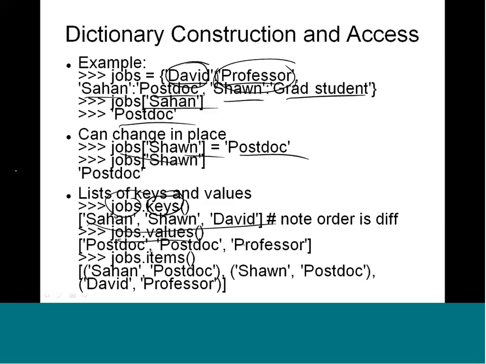And then values generates the corresponding values. This is another method that you want to remember. Once you specify values, you get postdoc, postdoc and professor, which are the jobs of these people. To query every element, a key and value together, we use the items function. So jobs dot items returns Sahan postdoc, Sean postdoc, David professor. That's how you can access those values in the dictionary.